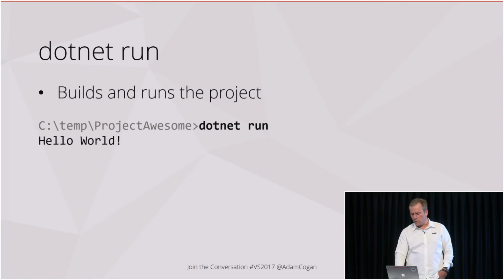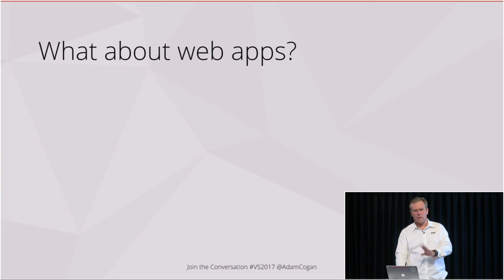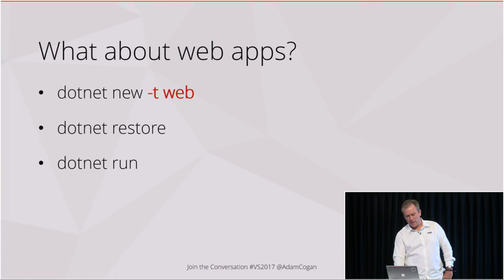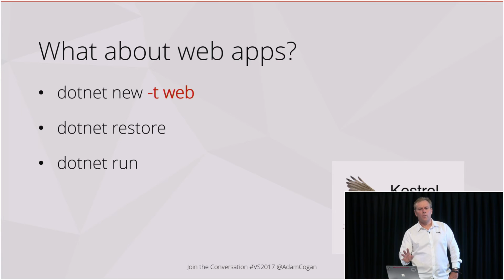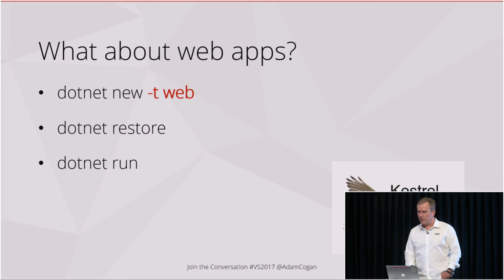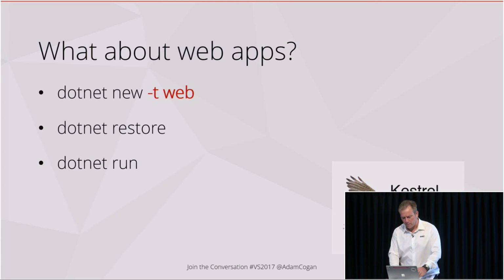So I want to move on to a web project, because that was a too simple project. So what's the difference? We go .NET New -T web. So -T means template, and web. Then .NET Restore, same as what we just did, and .NET Run. Now, be aware that this is now using a new web server. It's using the Kestrel web server, which replaces Cassini and Windows-specific things. Forget about IIS. We're using a Kestrel web server.